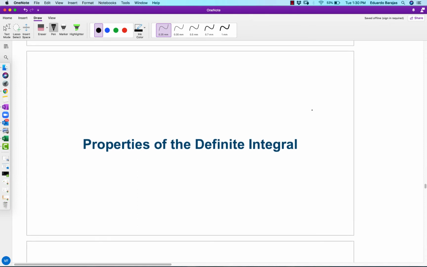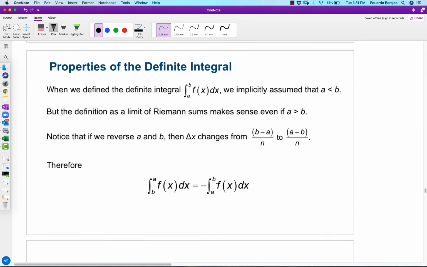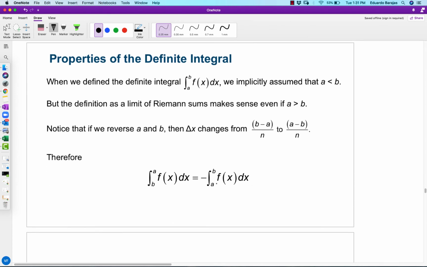Okay, properties of the definite integral. As we did in derivatives, we want to start with the limit definition, and then very quickly move on to establishing patterns and properties that we can use so that we can avoid the limit definition if we can, right? Because that thing is a beast to work with. Okay, so we want to start developing properties of definite integrals.